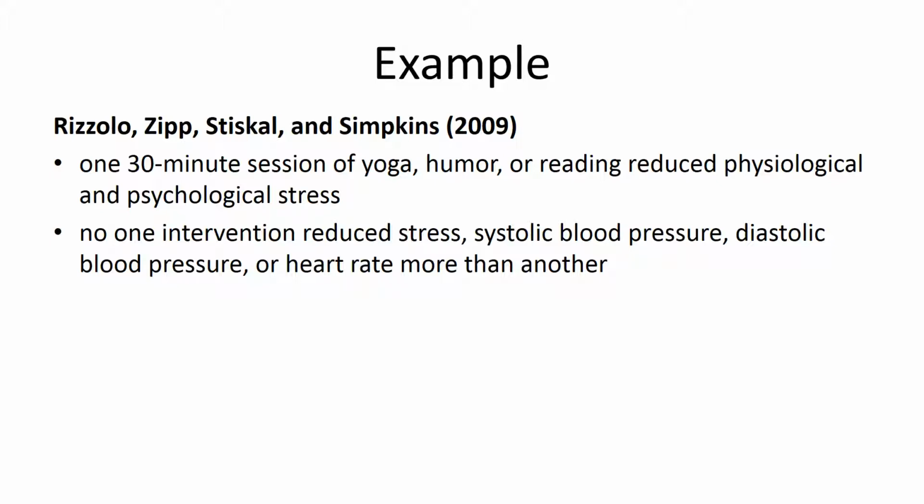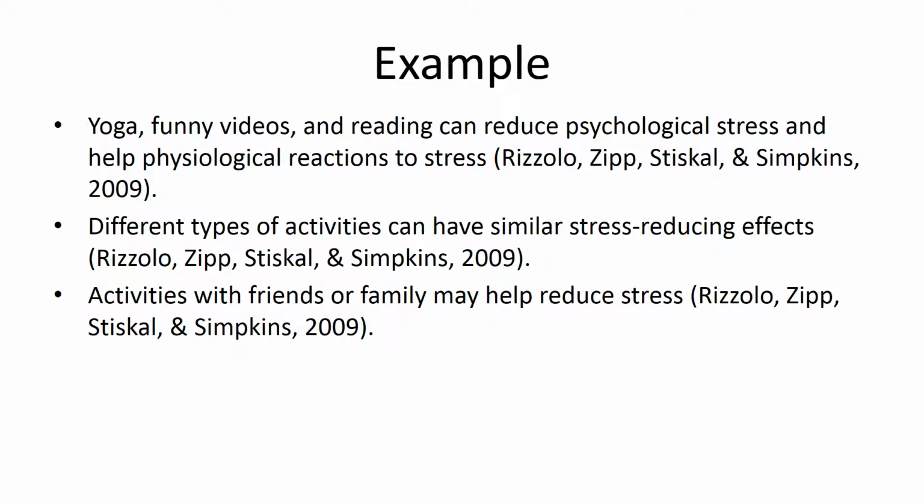The study in that article was an experiment where participants each spent 30 minutes doing yoga, watching funny videos, or reading. The researchers administered a self-report measure of stress after each activity and took physiological measures commonly associated with stress. They found that all 3 activities reduced each indicator of stress, and no one activity reduced stress more than the others. The top version in this slide might be more like you think of as a paraphrase, but the bottom version also summarizes the findings.